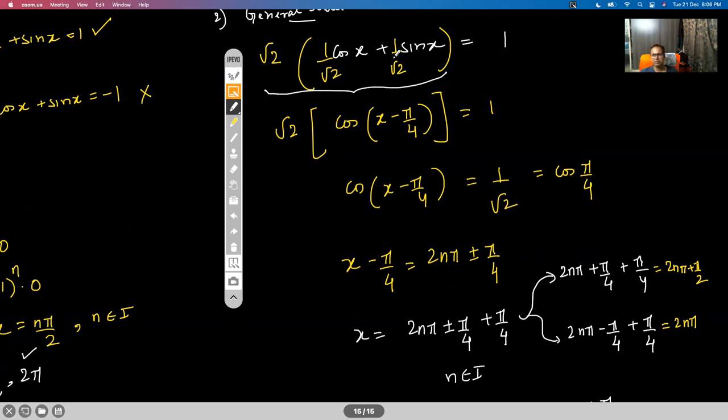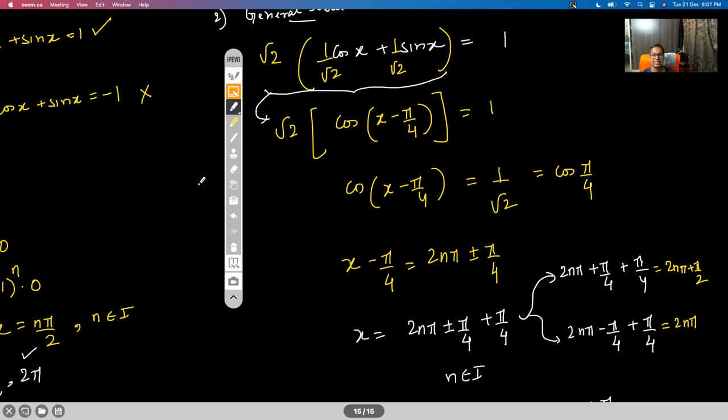Now, I would prefer converting it to cos rather than sine. I have an option to convert this expression in terms of sine also and cos also, both options I have. But I would prefer converting it to cos because the cos general formula is less complicated, isn't it? 2n pi plus minus alpha, right? The sine general formula is slightly complicated: n pi plus minus 1 to the power n alpha. So I prefer converting it to cos rather than sine.